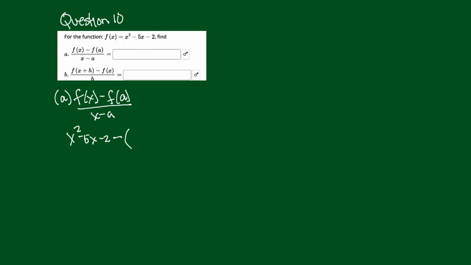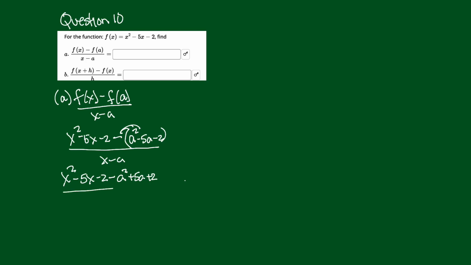Now I want to capture all of it. There's more than one term, so capture all of it. Use parentheses. So now I get a squared minus 5a minus 2, all of that over x minus a. Now, let's get rid of this set of parentheses. Distribute that negative sign up. Okay, so x squared minus 5x minus 2 minus a squared plus 5a plus 2, all over x minus a.